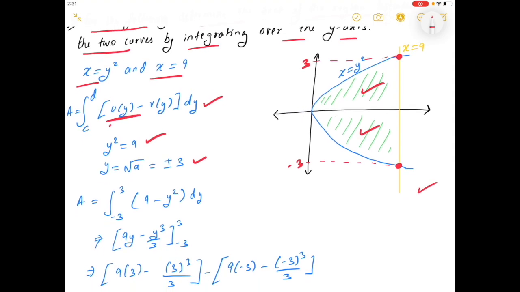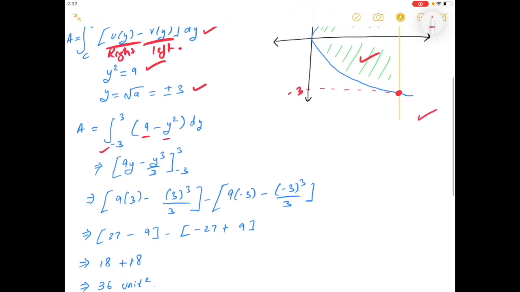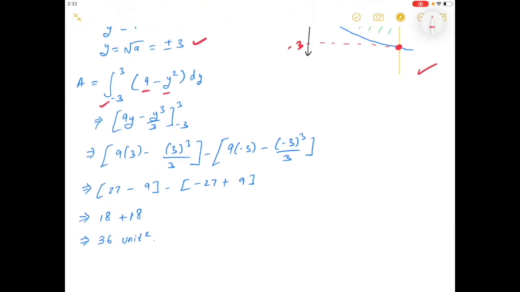Now we have to do right function minus the left function. Right function is x equals 9 and the left function is x equals y square. Limits have been written over here. After integrating we got 9y minus y cube over 3, and then upper limit and the lower limit. So we have to do upper limit minus the lower limit by substituting the value in for y.